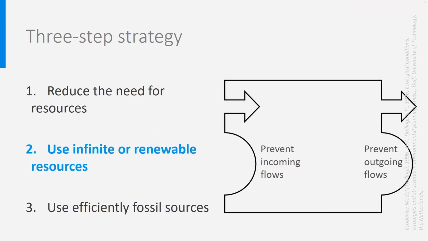The second step is to use infinite or renewable resources. If you reduce the energy needs as much as possible and there's still an energy demand in the building, you should cover the energy needs by using renewable or infinite resources. This will prevent energy resource depletion as much as possible.